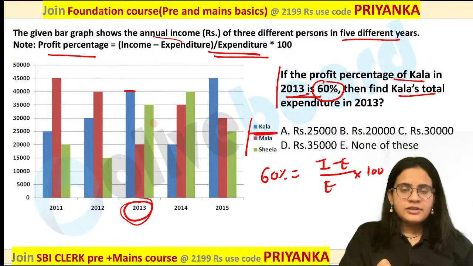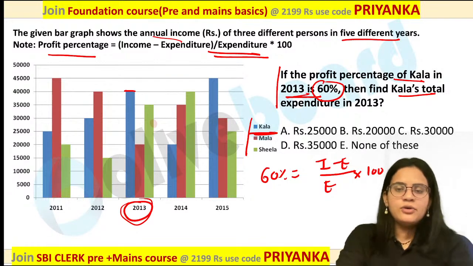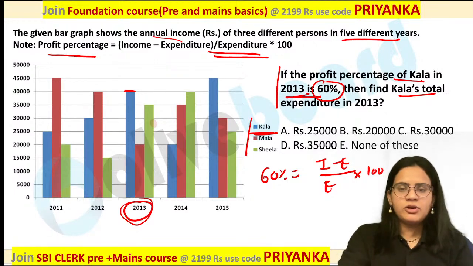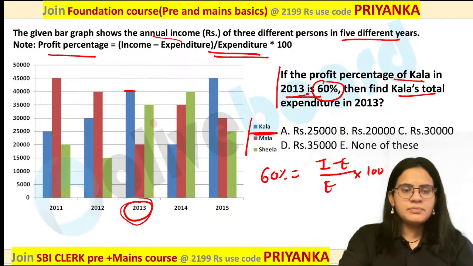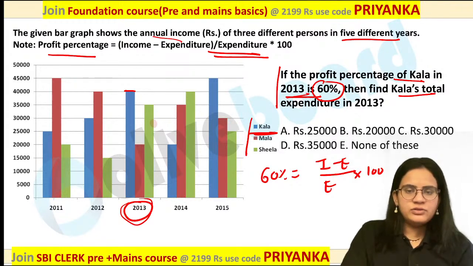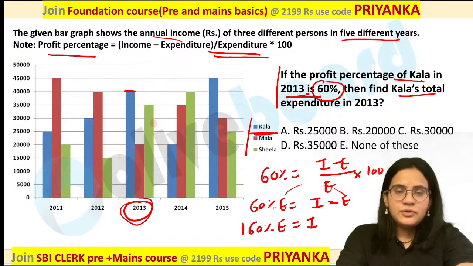Everybody is getting this? Now whenever you are calculating these type of question, I am going to give you a really good concept, that is nothing but a concept of multiplication factor. So we are going to follow the concept of multiplication factor. Now, what is the concept? I want all of you to please pay attention. If you cross multiply this value, this will become 60% of E will be equal to I minus E. So when you are taking this E on the other side, this will become 160% of expenditure will be equal to income. Are you getting my point?